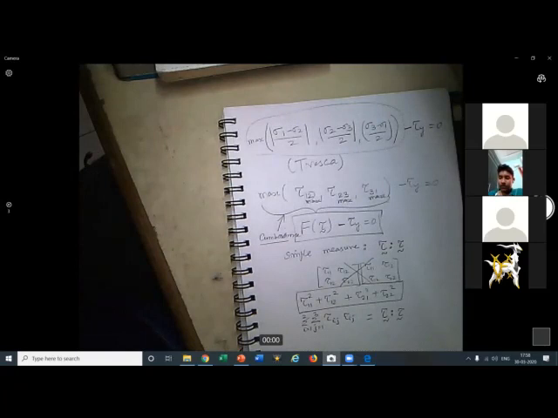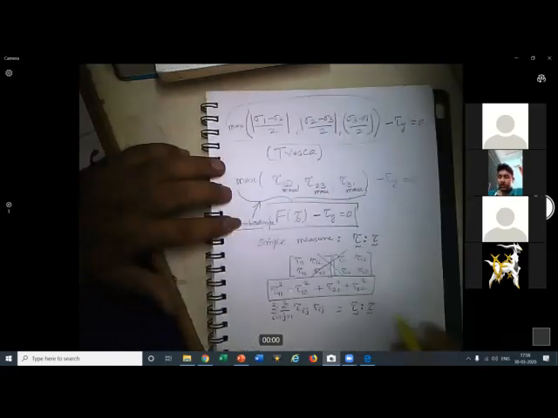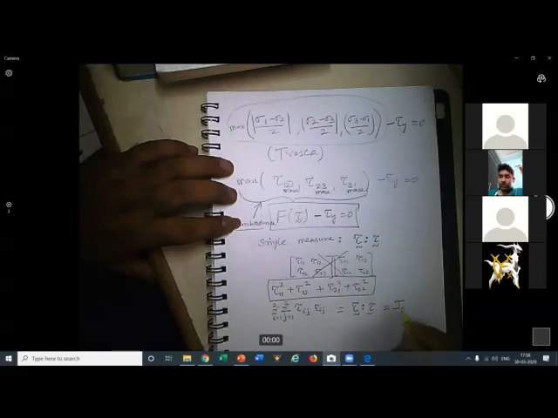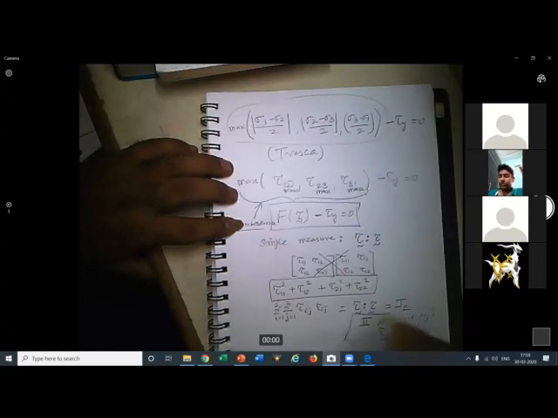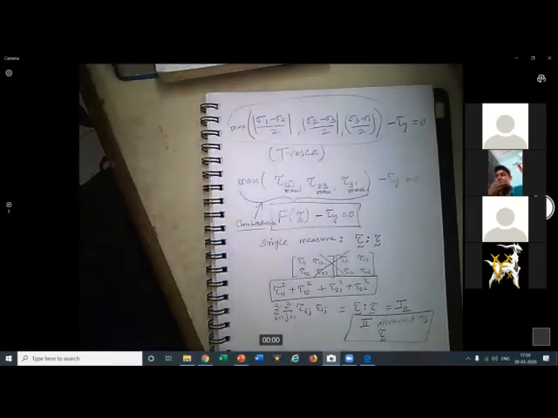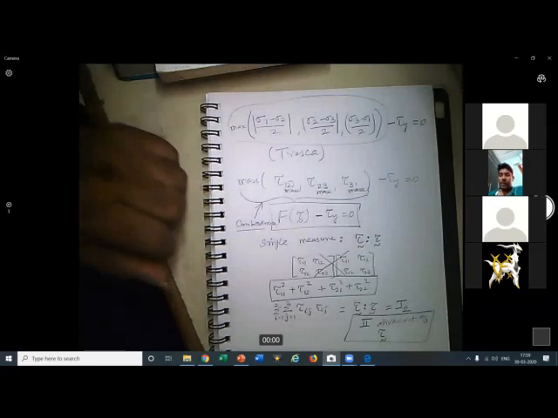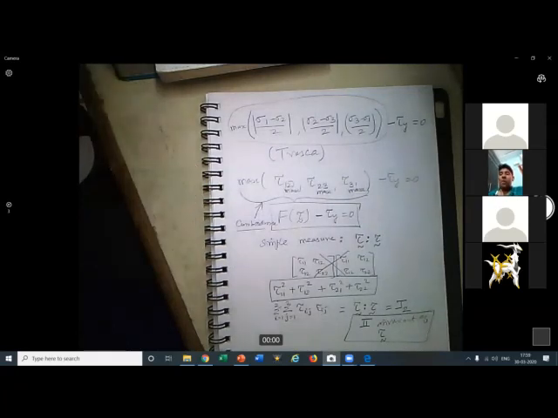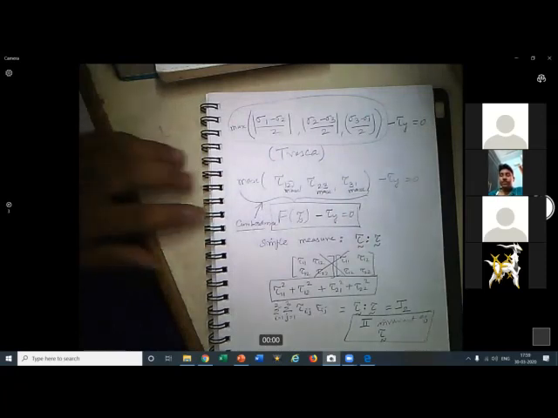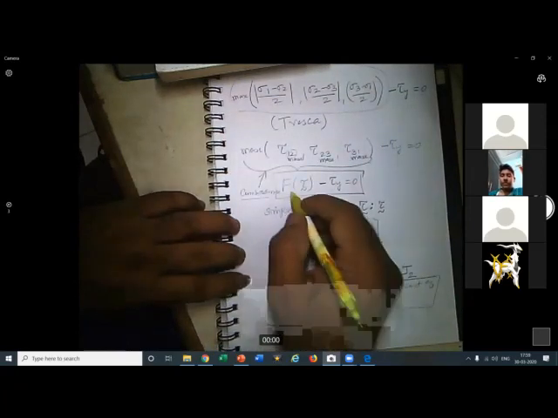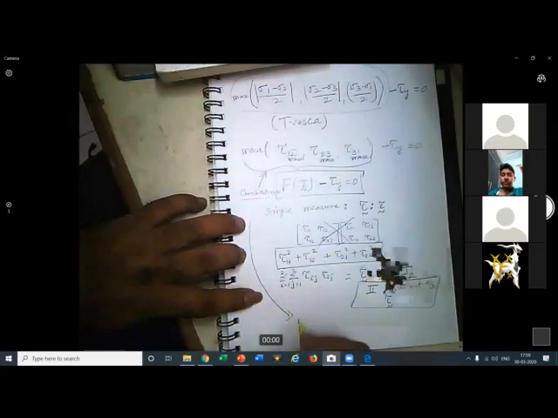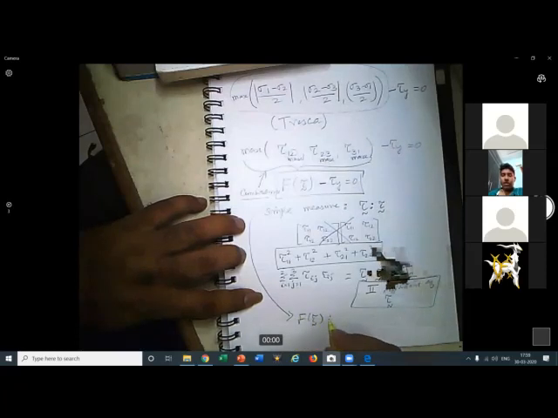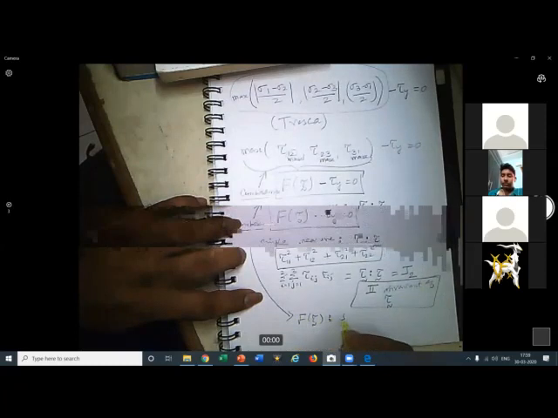Are you with me so far? This we call J2 because this is the second invariant of tau. Tau dot tau is the second invariant of tau. So far, okay? Now I can state that this function f of tau to be J2.